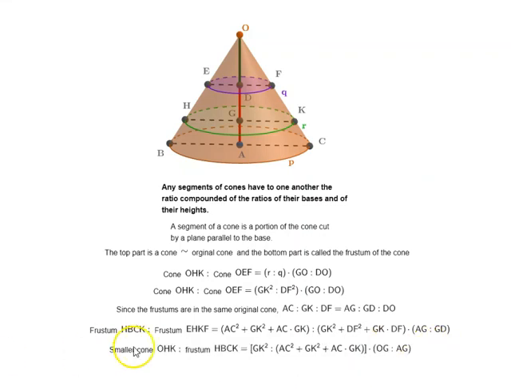Similarly, we can show for smaller cone OHK is to frustum HBCK is equal to GK square is to AC square plus GK square plus AC times GK, times OG is to AG. That was the first part. There is another part of the proposition which we'll look at now.